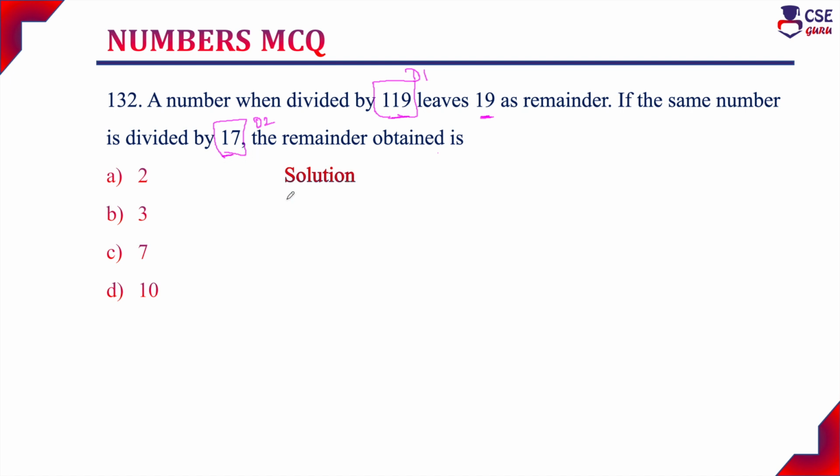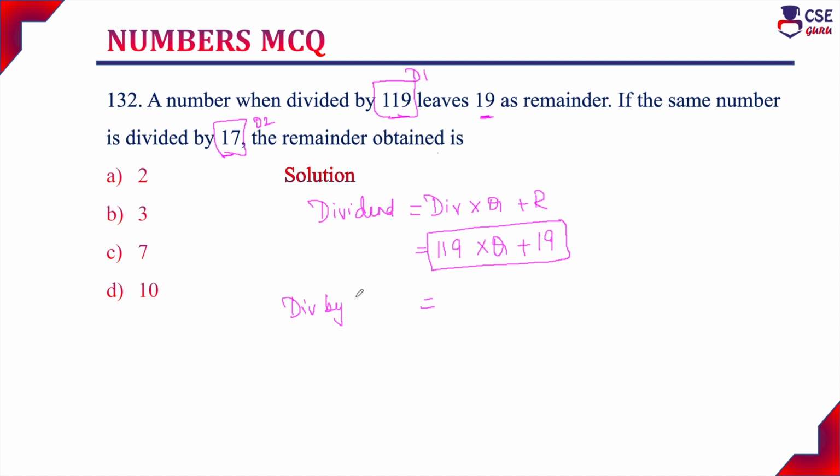So the formula is dividend is divisor into quotient plus remainder. The first case: divisor is 119, into quotient, which we don't know, they have not given, plus remainder, which they have given, that is 19. If you know the quotient value and solve this, we will get the dividend value. And when this dividend is divided by 17, what is the remainder? So divide by 17.